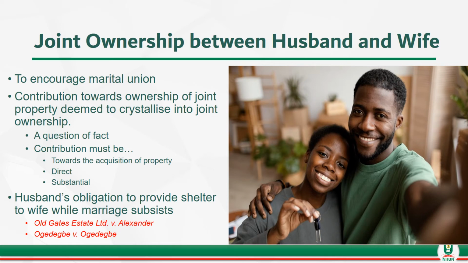There is an obligation to provide shelter for his wife while a marriage subsists. Where the husband, for whatever reason, is dissatisfied and decides to move out, he must provide accommodation for his wife, or if he wants to send his wife out or render her homeless, the law will expect him to provide alternative accommodation for her. That is what happened in Ogedengbe and Ogedengbe, where a man demolished the house, and the court held that he needed to look for alternative accommodation for his wife, that it was an obligation that he had.